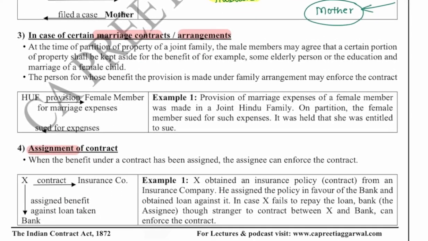Next, we have the case of certain marriage contracts or arrangements, like in case of HUF, if some money is kept aside for, let's say, the marriage of a female, or it is kept aside for some elderly person, like for his medical reasons or for the education of a female child. So even though they are not a party to that contract, they may still enforce the contract. So my key points are that some money is kept aside for the elderly person, for the education or marriage of a female, then the person for whose benefit this arrangement is made can enforce the contract.